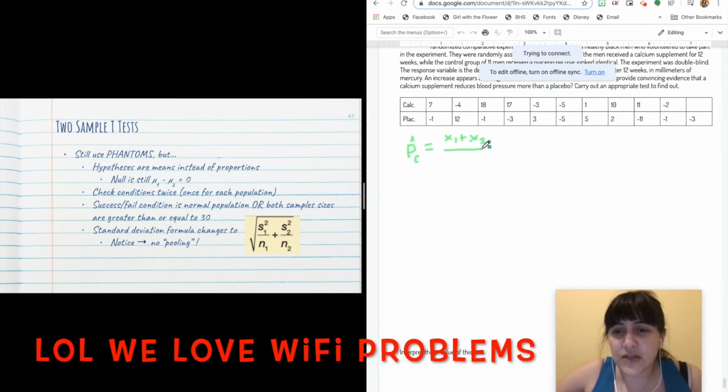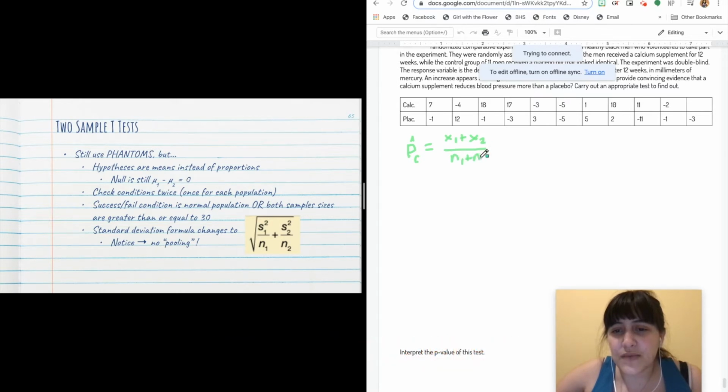Okay, you'd have to do this, x1 plus x2 over N1 plus N2. And that's what you would use here for both populations. You do not have to do that for means. How lovely and exciting for you. You can just use this exact formula exactly as it is written. You don't have to calculate anything new.